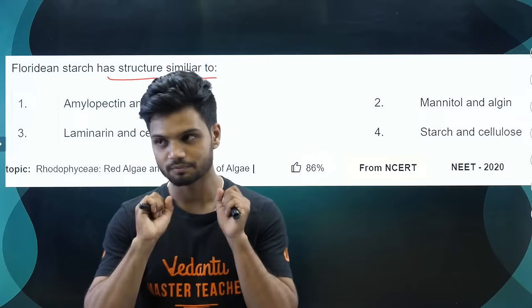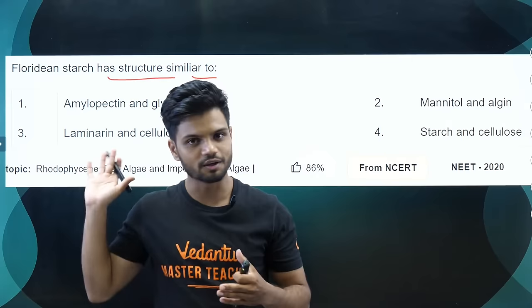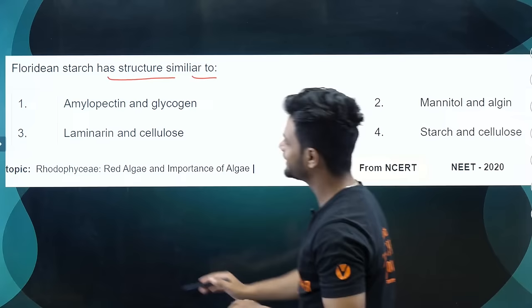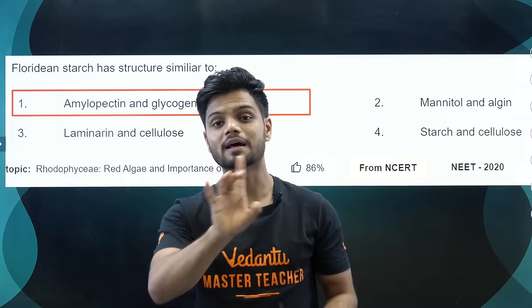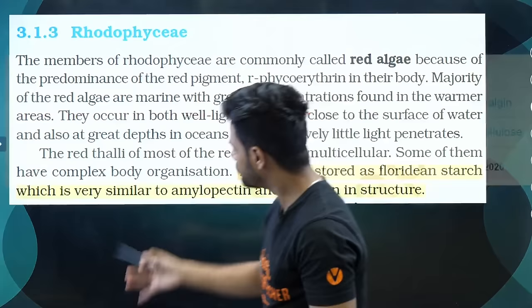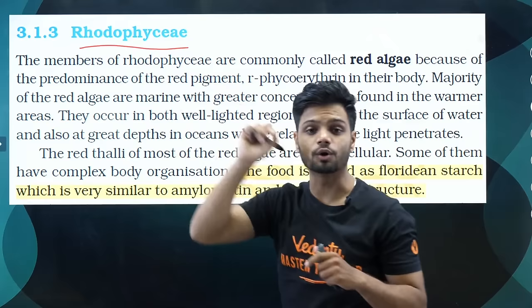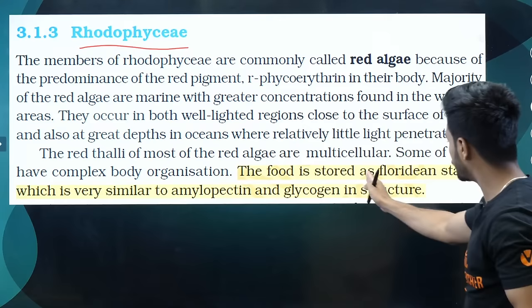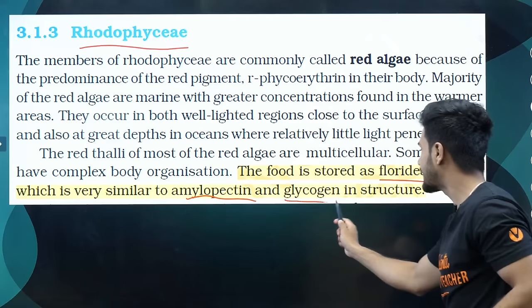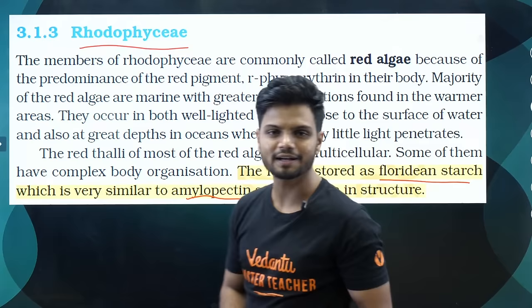Now, students, Floridian starch is structurally similar to two particular items here on the board. That is your amylopectin and glycogen. Didn't I tell you this when I was teaching you plant kingdom? If you look at your NCERT line, under your rhodophyceae, also called your red algae, the food is stored as Floridian starch, which is very similar to amylopectin and glycogen in structure.